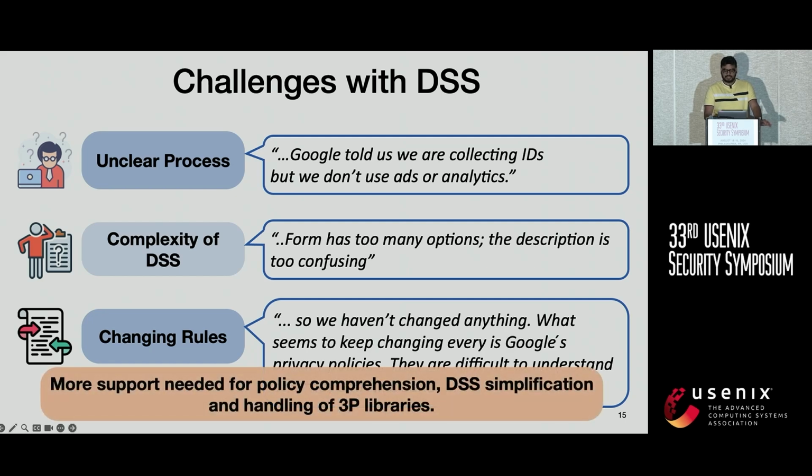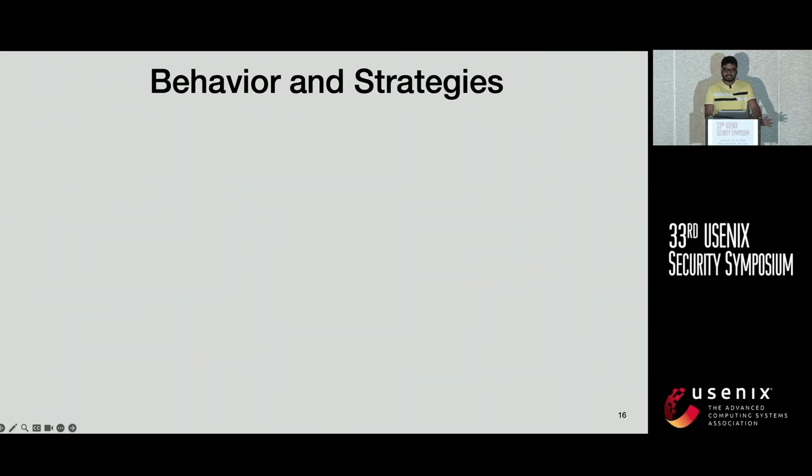So to summarize, we find that developers face several challenges and need more support for policy comprehension, data safety section simplification, and handling of third-party libraries. Now let's discuss the various strategies adopted by developers to deal with these challenges.